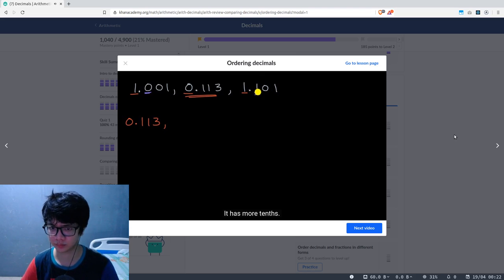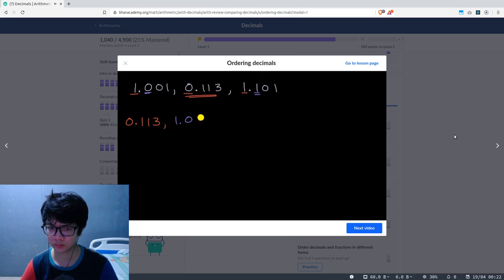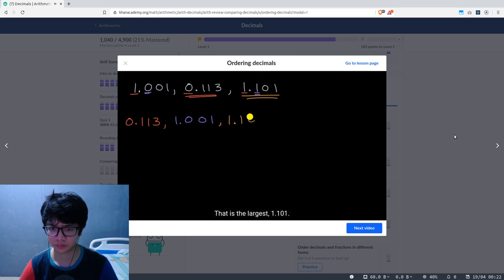It has more tenths. Same number of ones, but it has more tenths. It doesn't really matter what happens to the right of that. So the next smallest number, if we're ordering from least to greatest, is going to be 1.001. And then last but not least would be this one. That is the largest, 1.101. Let's do another example.